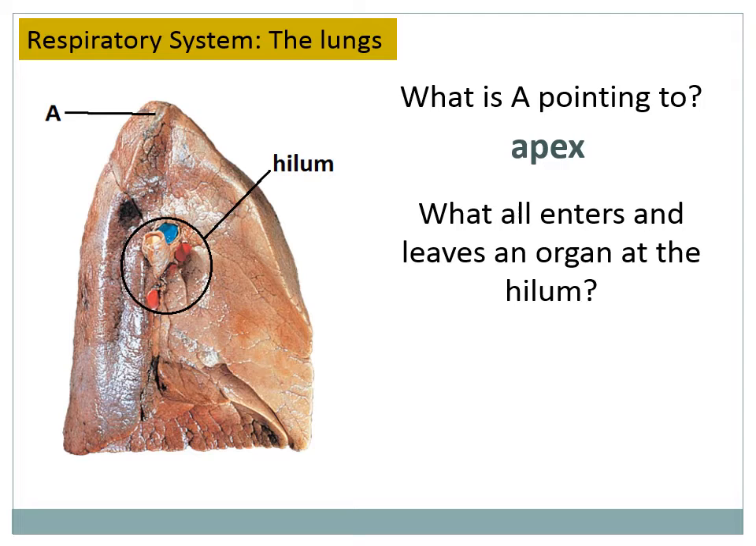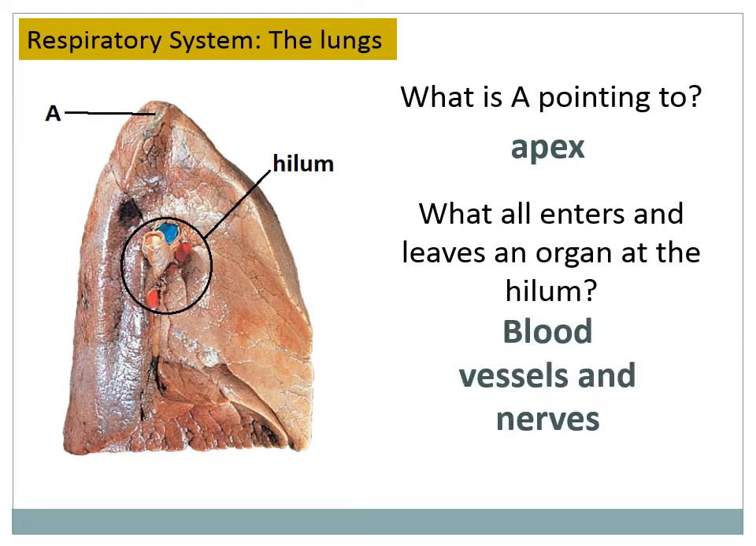Notice that we also have a hilum. The hilum is that circled region that you see over there on the picture. At a hilum, things are going to enter and leave an organ. A hilum is not specific to just the lungs, but it is a general area where things enter and leave an organ. So looking at that circled region, what all enters and leaves an organ at the hilum?